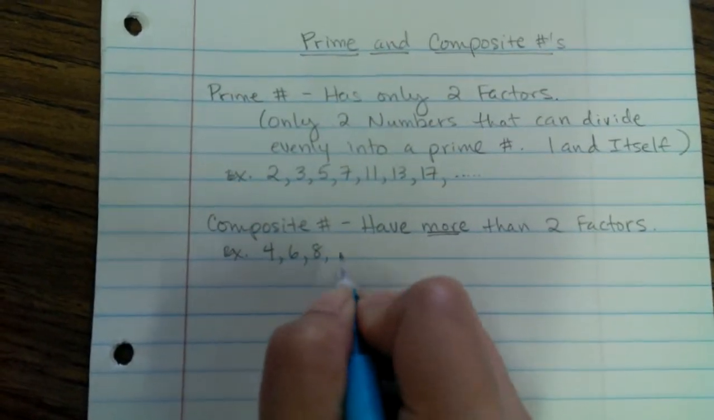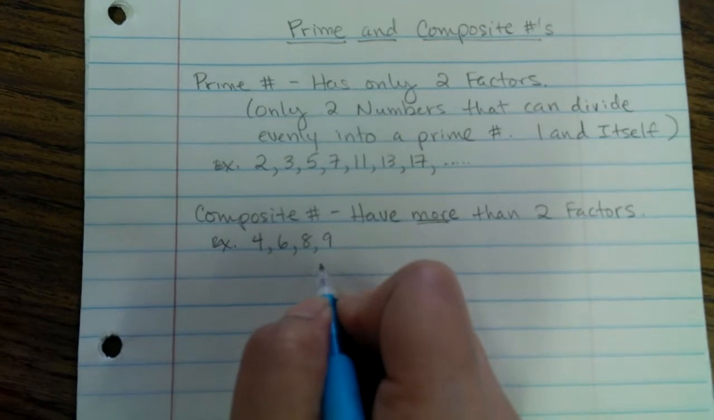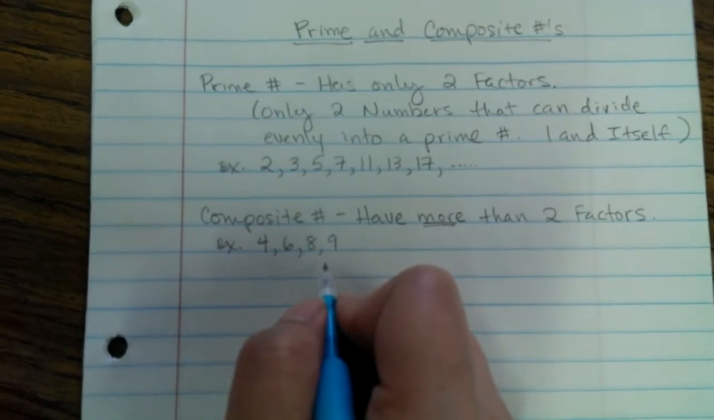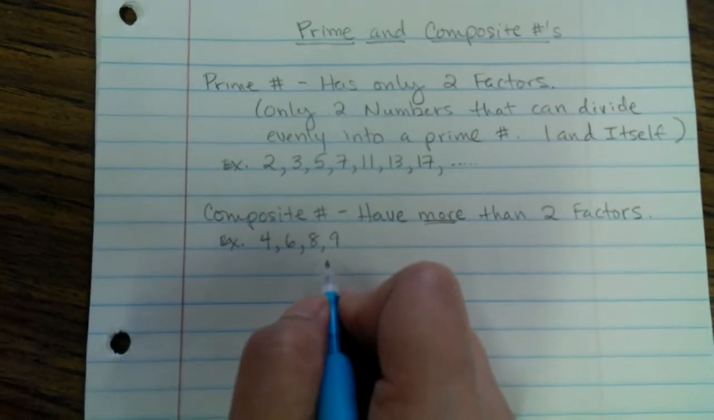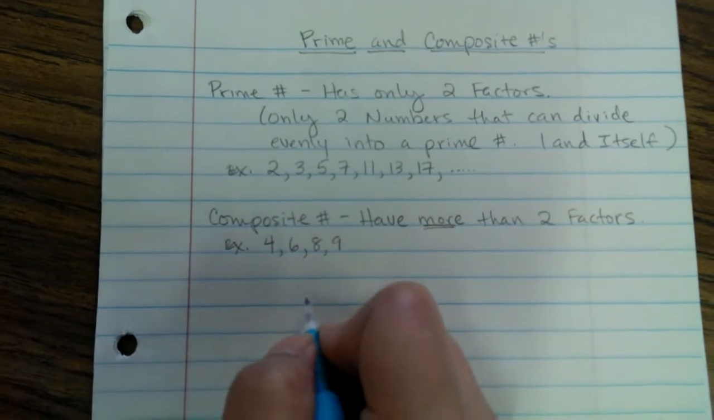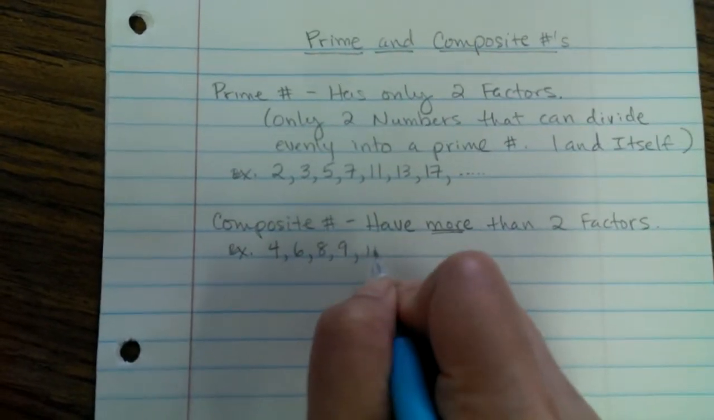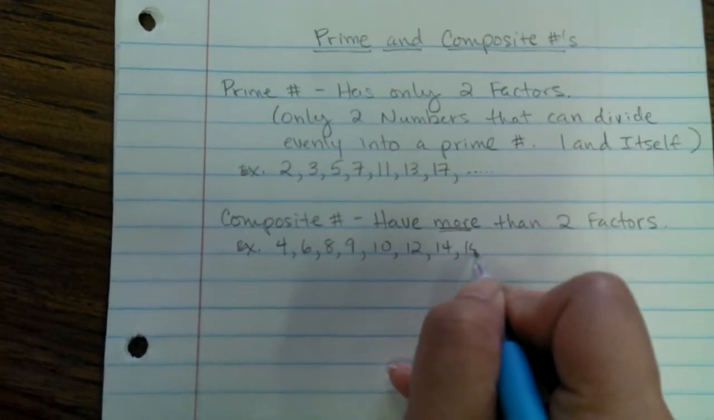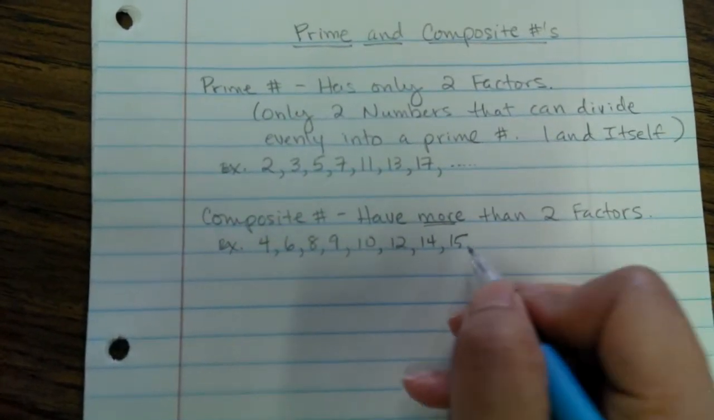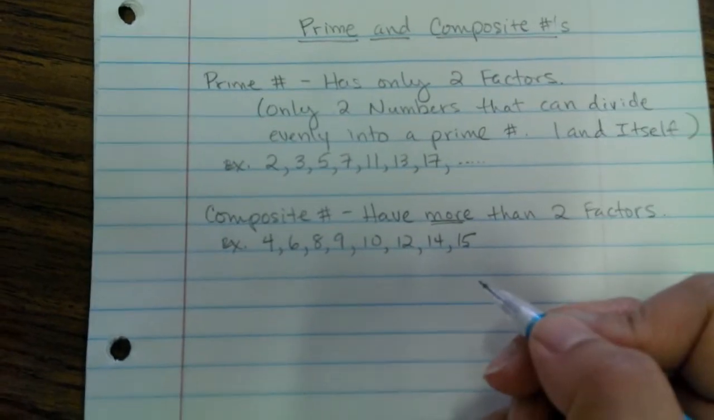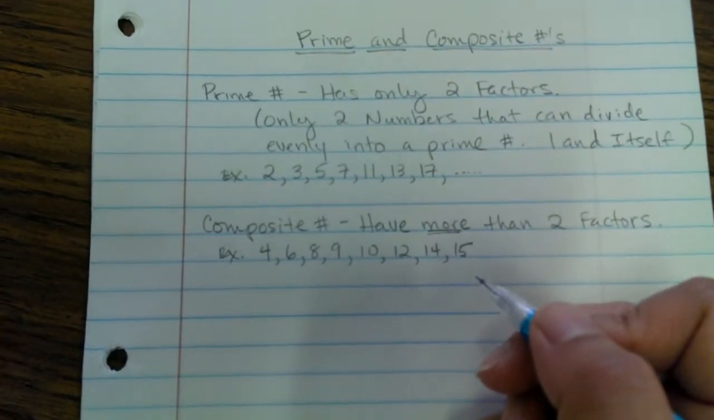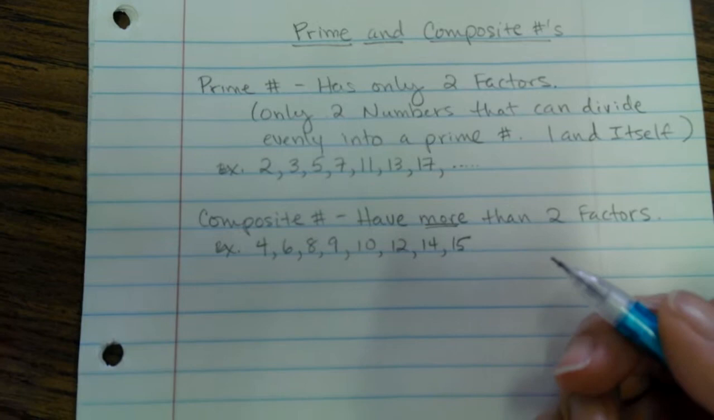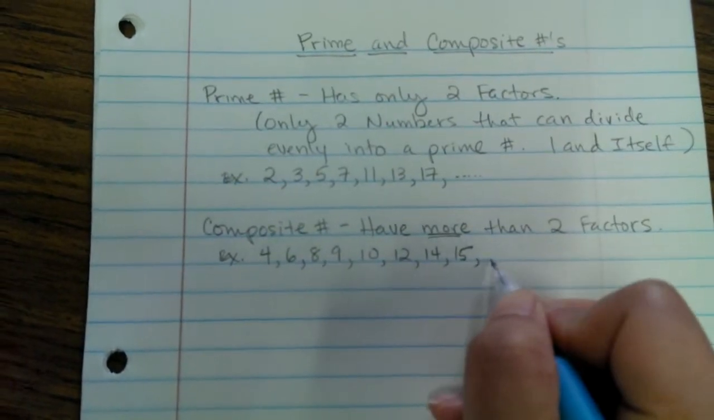Then we have 8. Then we have 9. Now 9 is odd, but not all odd numbers are prime. 3 can go into 9 evenly, so therefore 9 is not prime. 10, 12, 14, 15. Now 15, what else can go into 15 besides 1 and 15? 3 and 5. So therefore it has more than two factors. And so forth.